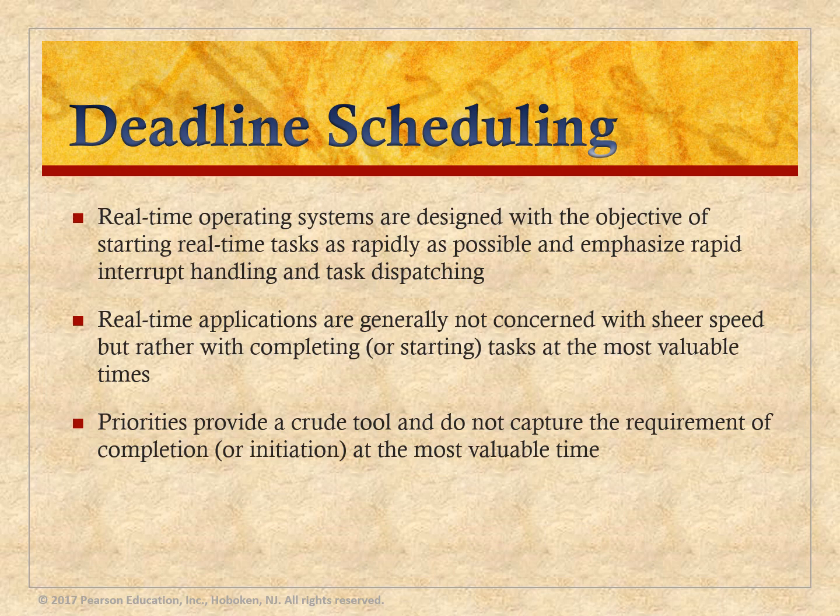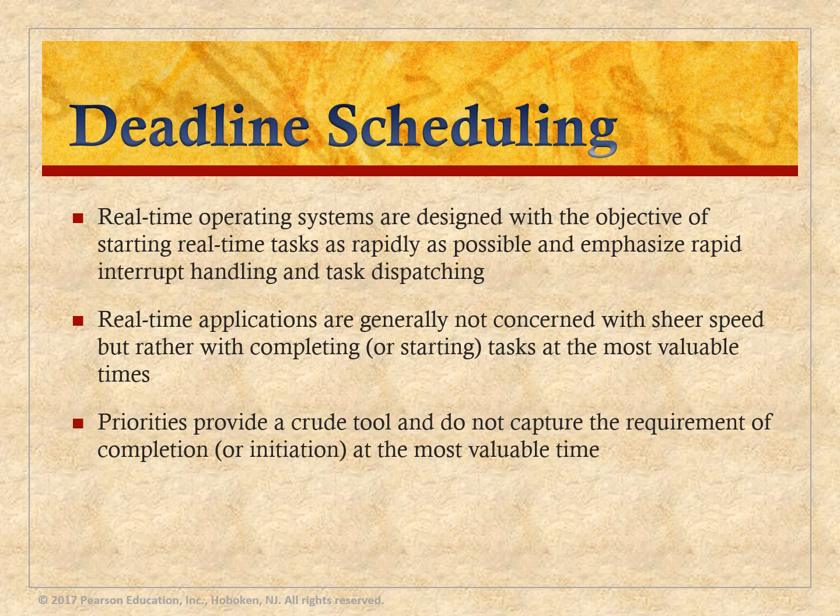Okay, deadline scheduling. Real-time operating systems are designed with the objective of starting real-time tasks as rapidly as possible, and emphasize rapid interrupt handling and task dispatching. In real-time scheduling, they really want tasks to start and be completed within the time. It is about completing at the most valuable times. They are not really concerned about speed.